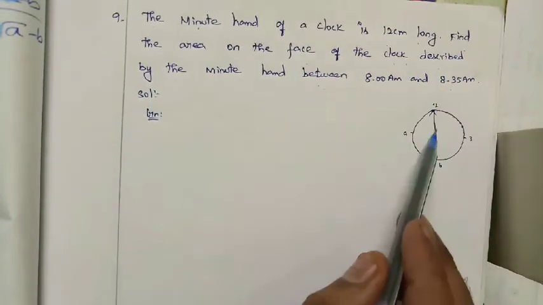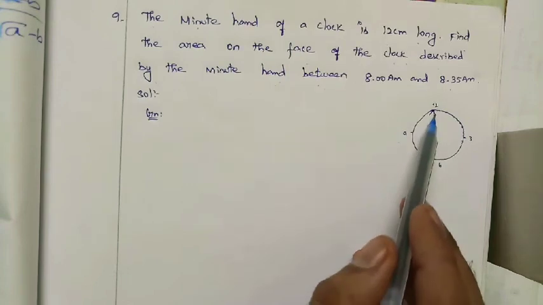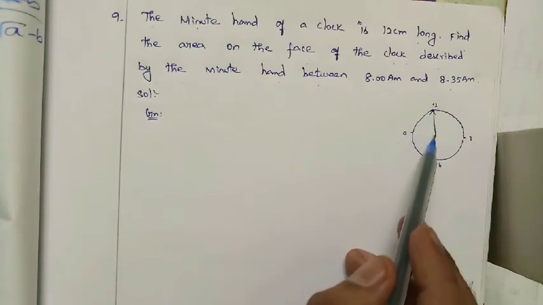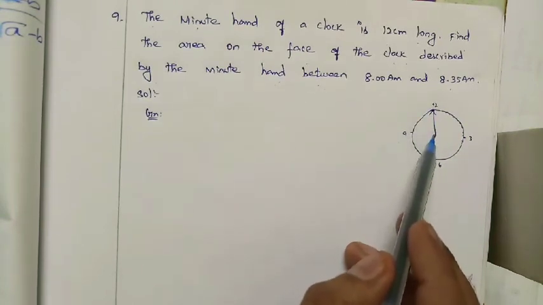So we want to find the area on the face of the clock described by the minute hand between 8 a.m. and 8:35, that is 35 minutes. At 8 a.m., the minute hand will be at 12.